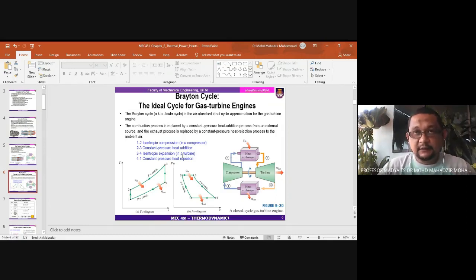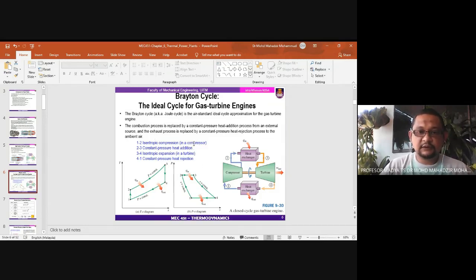Okay, when we want to analyze the gas turbine engine, the ideal cycle that we use is the Brayton cycle, also called the Joule cycle. It is the standard air-standard ideal cycle for the gas turbine engine. Basically, the Brayton cycle has four processes. This is the thermodynamic analysis.